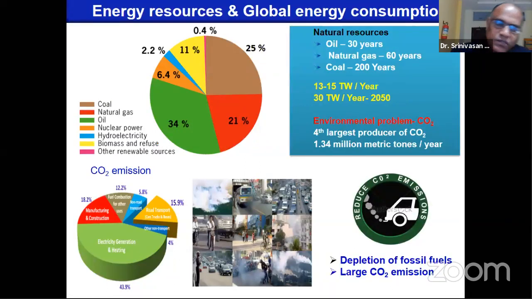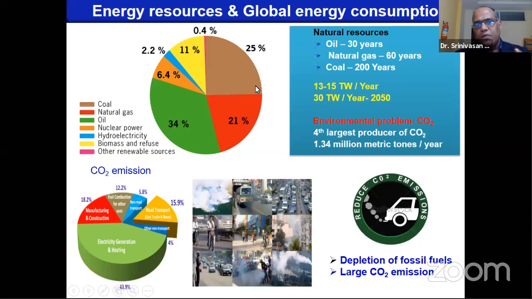So this slide shows the various energy resources available for the generation of energy, and then statistics about the global energy consumption. As seen in the pie chart, coal, natural gas, and then oil, these three fossil fuels contribute the major energy sources, like 34, 21, and 25%.